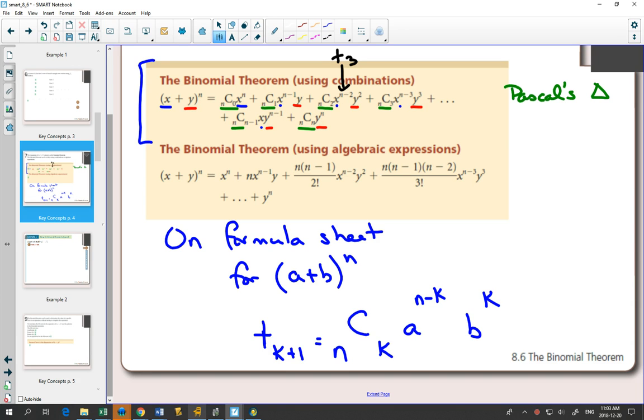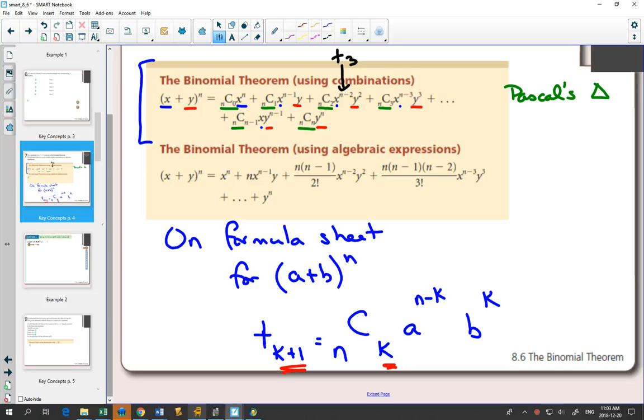What do we notice? In term 3, we have n choose 2. So this number here is 1 less than whatever the term that you're finding. On your formula sheet, if I wanted to find term 3, can you see that k would be 2? Okay? N always stands for the exponent that you have, because it's for a plus b to the n, so whatever exponent you have would go there.